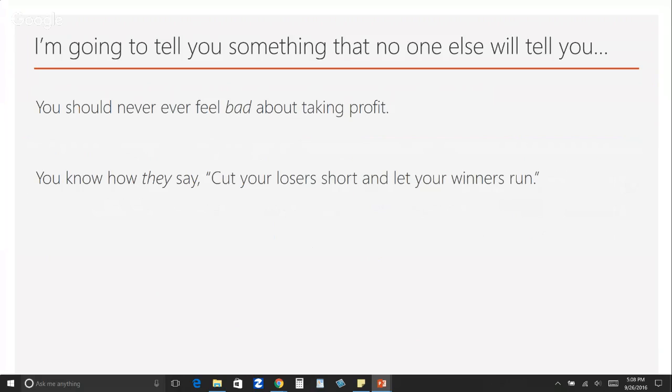So the point of this industry, of our jobs as traders, of this game, I hate to call it a game, but you know, metaphorically, is that we want to take a profit. So don't ever feel bad about taking a profit, period. Okay, hope we put that to rest forever. Now, you know how they say that you need to cut your losers short and let your winners run. Have you ever heard that before? It's really common mainstream advice that you get from trading books and your favorite gurus maybe, and people that talk about trading.